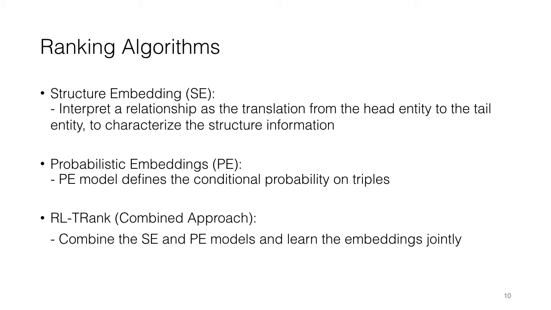We exploited translation distance based models in this particular case. Probabilistic embedding models define a conditional probability on triples. We'll see the details in later slides. RLT rank combines the structure embedding and the probabilistic embedding models and learns the embeddings jointly.